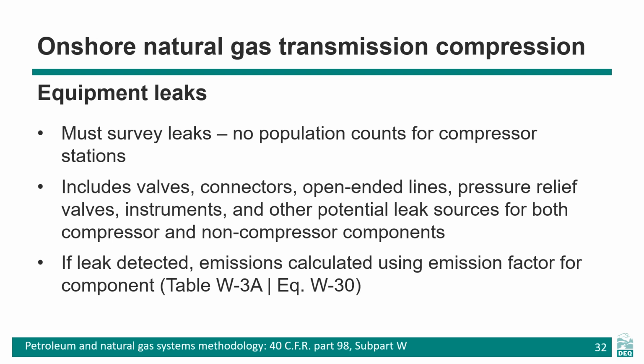Fugitive emissions from leaking components at compressor stations must be surveyed at least once a year. Leak surveys must, at a minimum, check for leaks from valves, connectors, open-ended lines, pressure relief valves, and instruments or meters for both compressor and non-compressor components at the facility. Other components can also be surveyed, and certain other components may require surveys for other emission standards. If leaks are detected, emissions are estimated using a leaker emissions factor based on the component type.